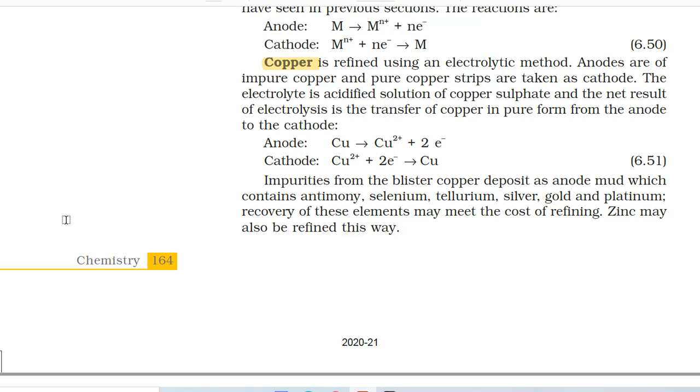Impurities from the blister copper deposit as anode mud, which contains antimony, selenium, tellurium, silver, gold and platinum. Recovery of these elements may meet the cost of refining. Zinc may also be refined this way.